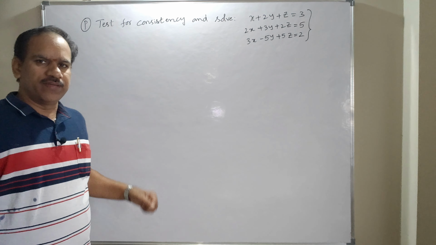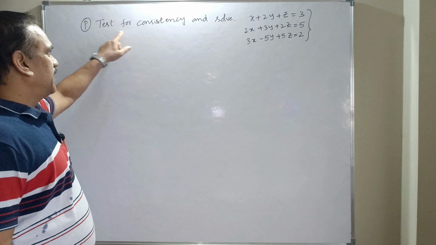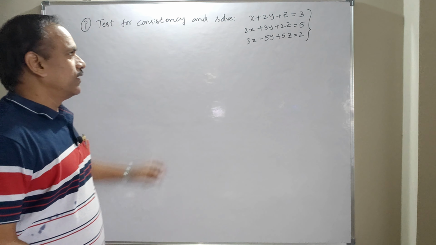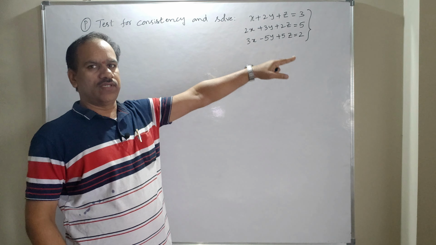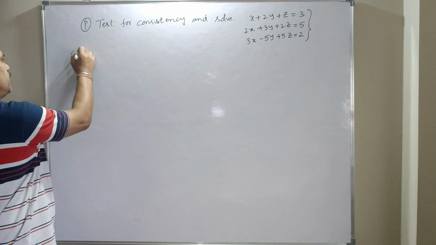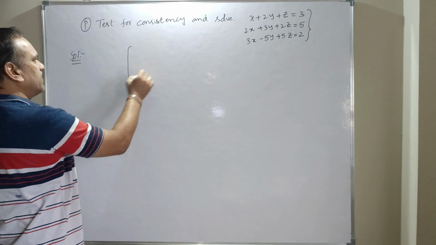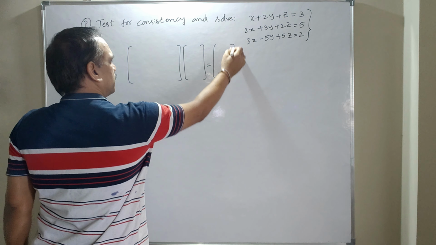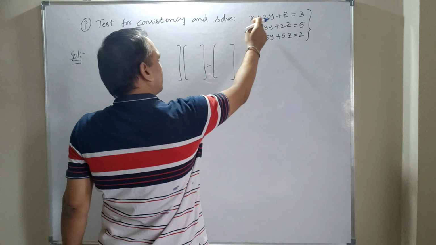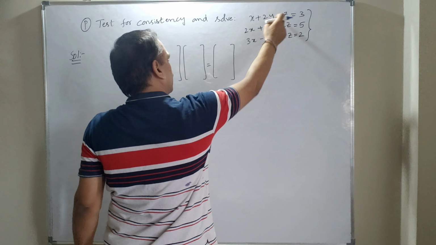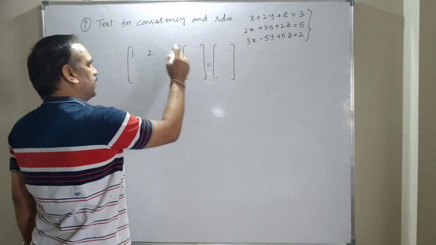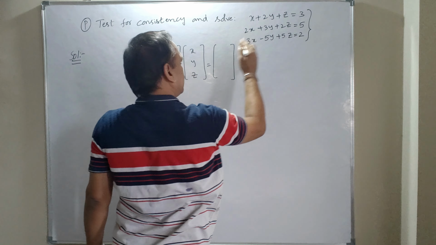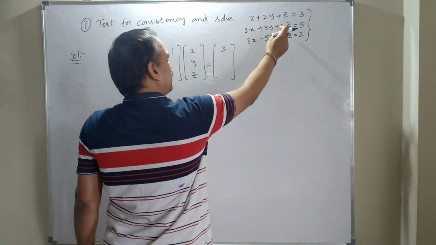Now let us solve some problems based on this concept. The first problem is test for consistency and solve. You are given a system of equations, 3 equations and 3 unknowns x, y, z, right? So what we need to do is, first of all, we convert the system of equations into matrix equation. So write the coefficient matrix first. 1, 2, 3. 1, 2, 1 are the coefficients. 1, 2, 1. Here x, y, z are the unknowns. Here right hand side you have 3, 2, 3, 2.